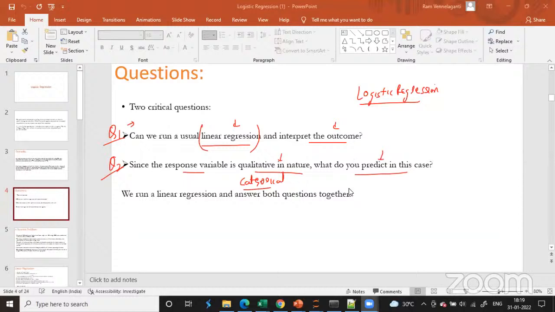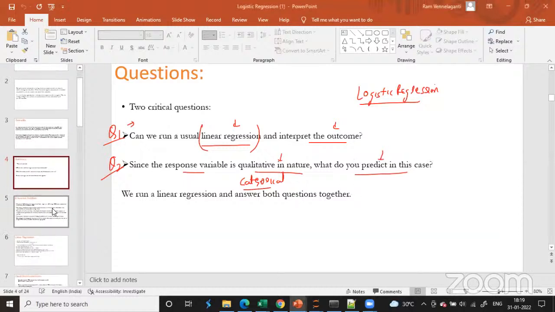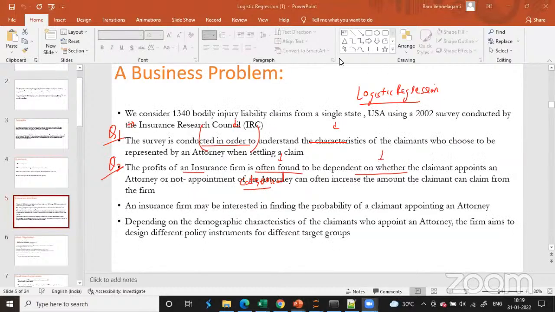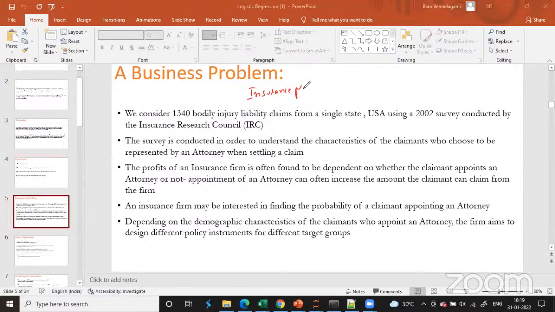we'll try to understand our case study, what we are going to do. The case study we are going to discuss is one insurance problem. There are 1340 observations or patients who are willing to claim for their insurance payments from a single state in USA. 1340 observations we have in our data set who are willing to claim for their insurance payments from a single state in USA.